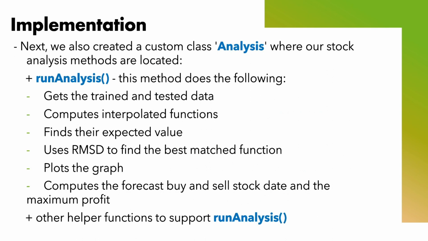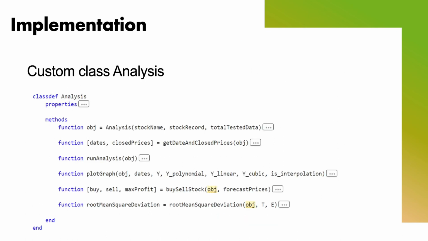Next, we also create a custom class called analysis, where our stock analysis methods are located. There are several functions like get the data, compute the interpolation functions, find the expected value, use RMSD, and plots, compute the forecast, and other help functions. Here are some other help functions like root mean square deviation and buy and sell max profit.